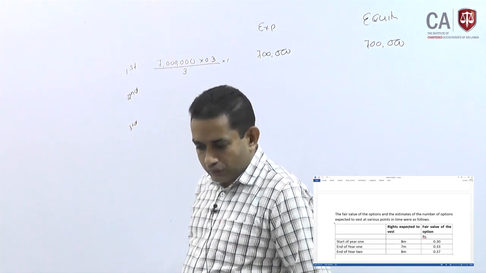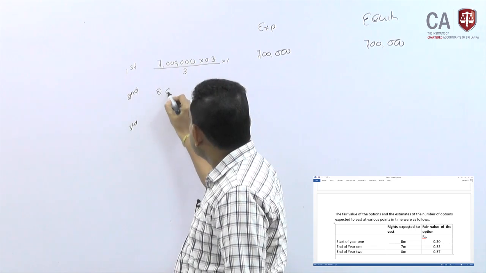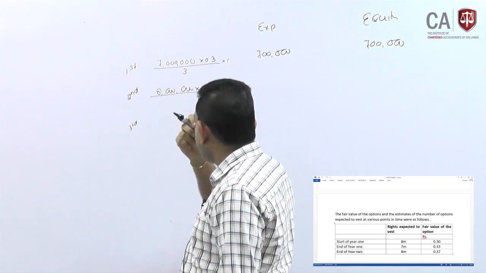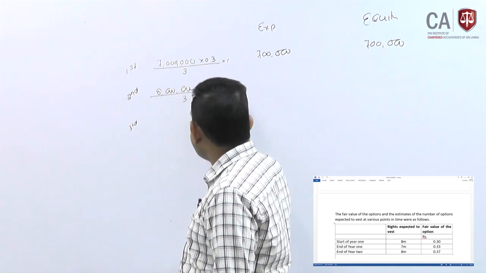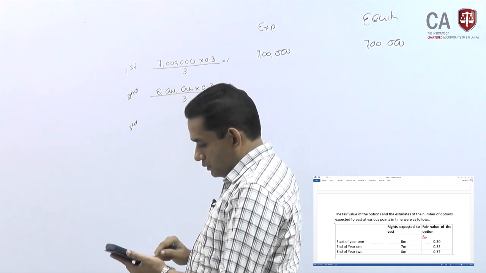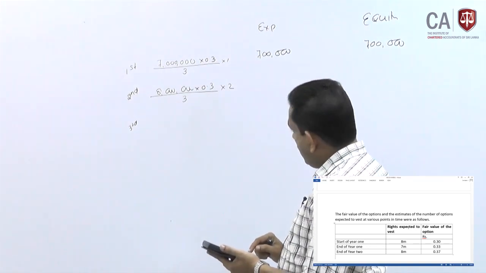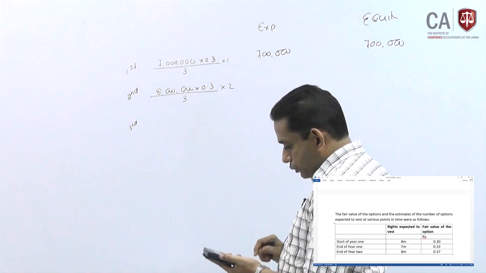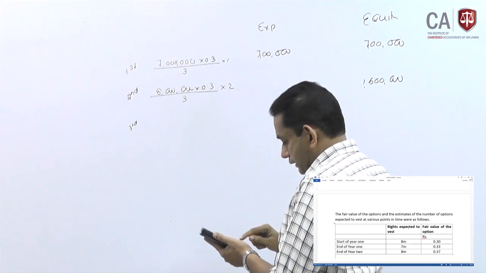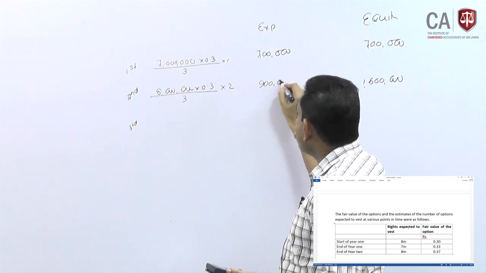Second year end, what is your expectation? 8 million, and this is multiplied again by the fair value of options on the granting date. It is divided by 3 into 2. Let us take the cumulative equity figure. This is divided by 3 into 2, it is 1.6 million, minus 700,000, it is 900,000.